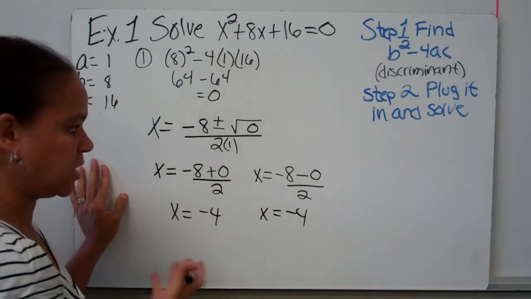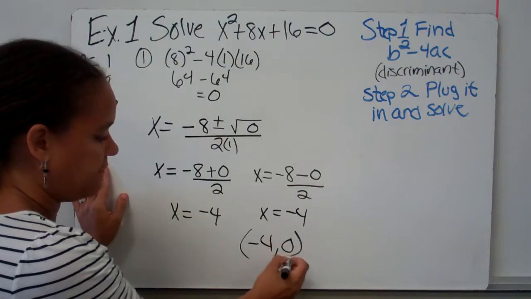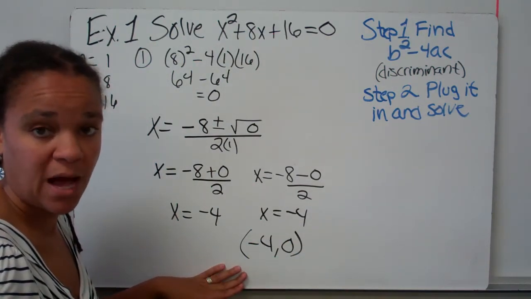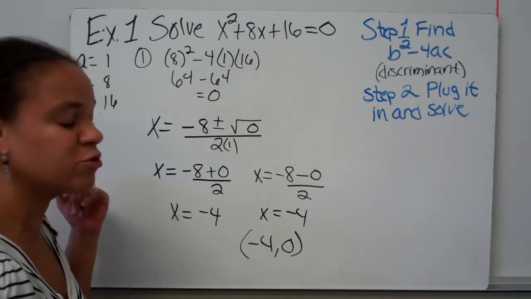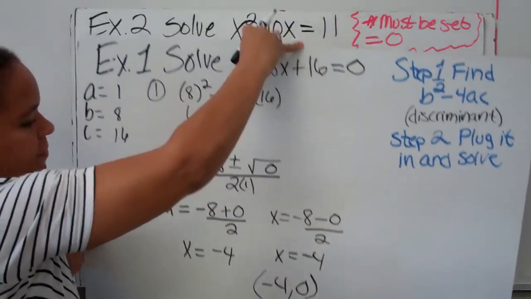So really that means since they're the same solution, we really just have one solution. Negative 4, 0. That's where this crosses the x-axis. So you can tell this parabola actually only touches it one time because the solutions are exactly the same. Alright, let's look at another example.